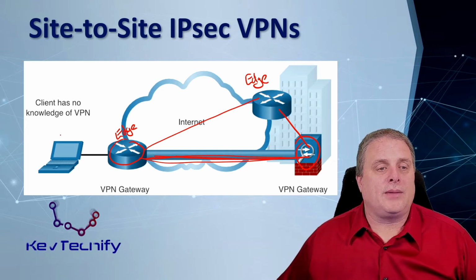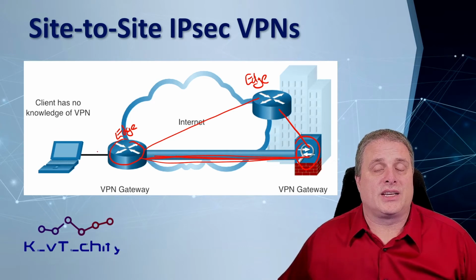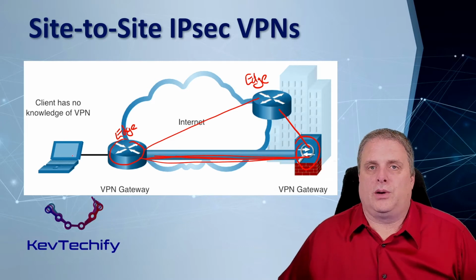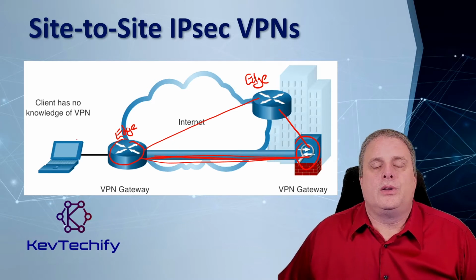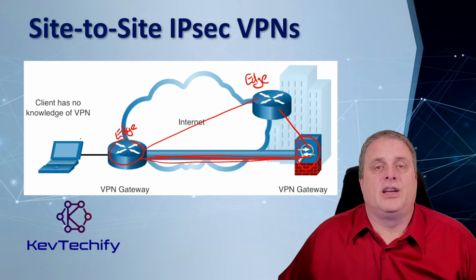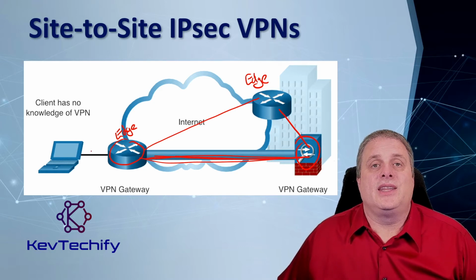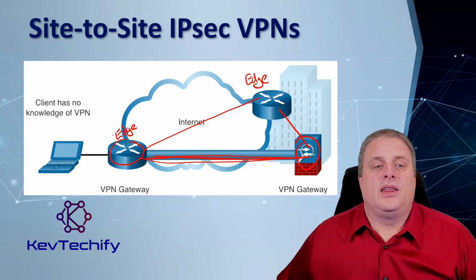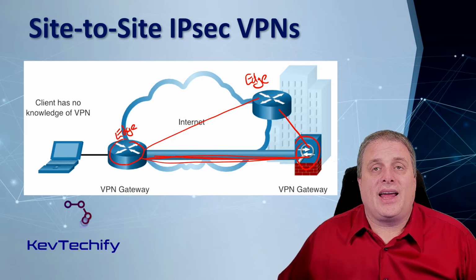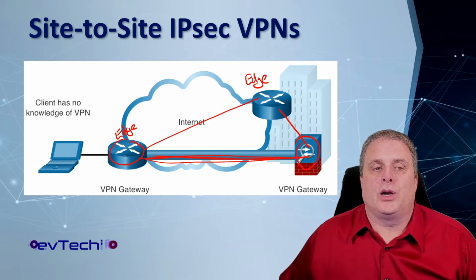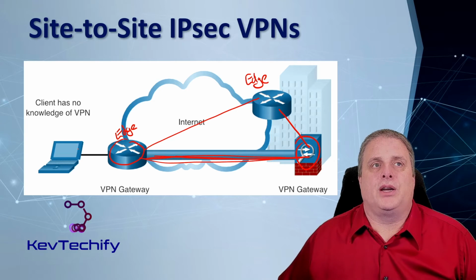Now, when this laptop, this client connects in, they don't have to do anything special. They don't have to run a client. They don't have to go into a web browser that supports secure websites. They just connect into the network, and because the VPN gateway, that edge router, does the encryption and decryption, they don't have to run anything special here.